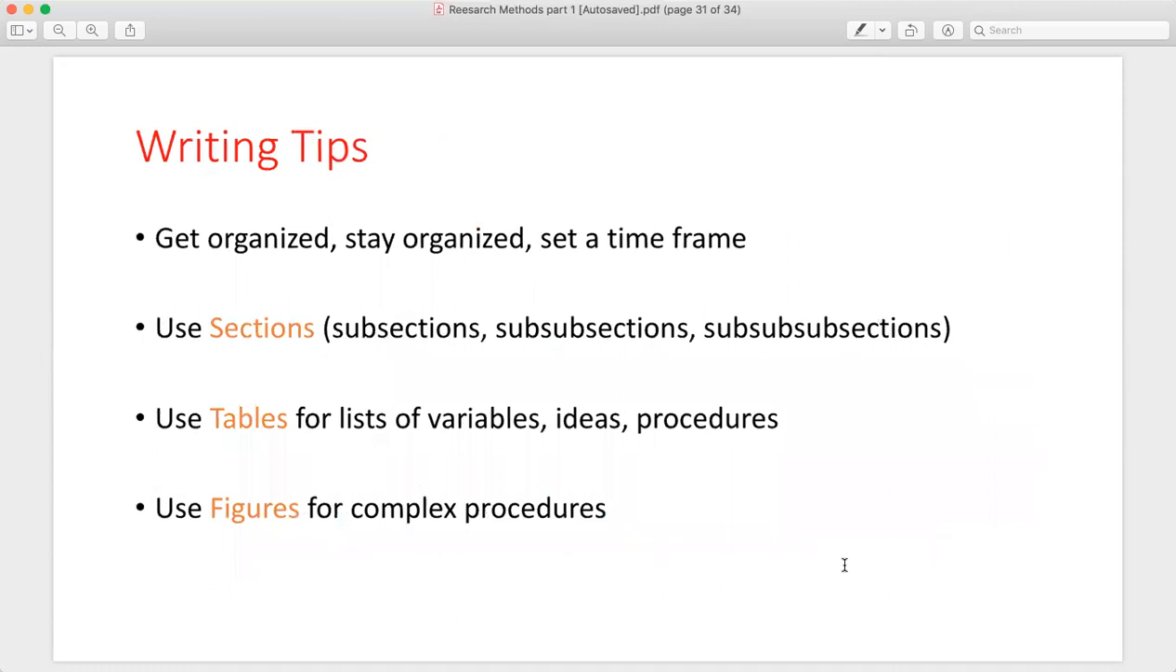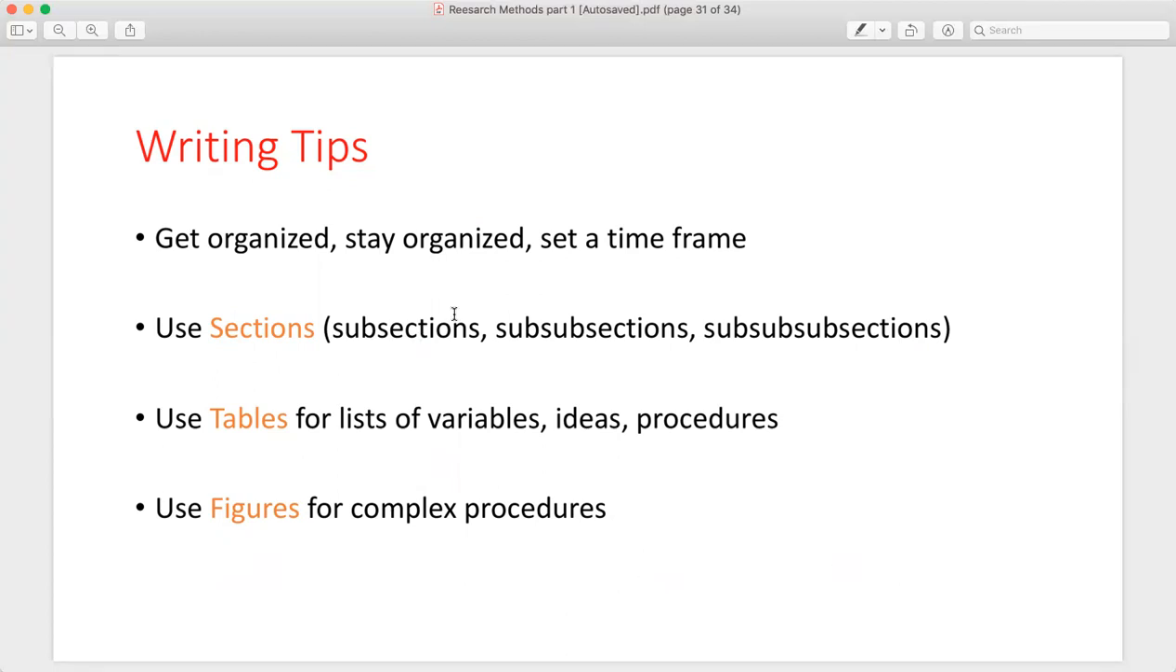So, some writing tips: get organized and stay organized. Set a time frame, don't take forever to write. Another big tip is that as a new researcher or new writer, you always think that you want to learn more, or you want to have much broader knowledge before you write. But my suggestion is just go ahead and write. It is okay to write an imperfect first draft, and then you can always go and refine.